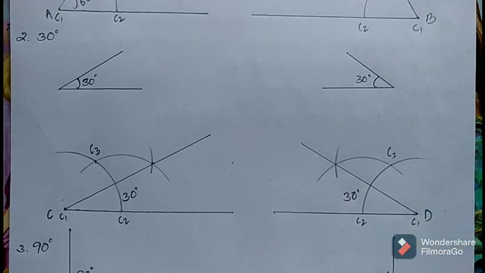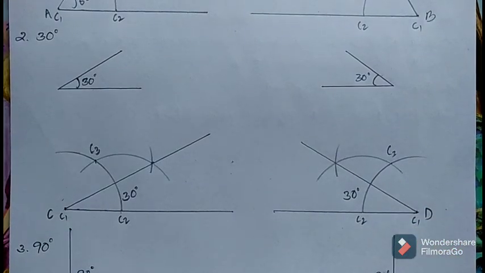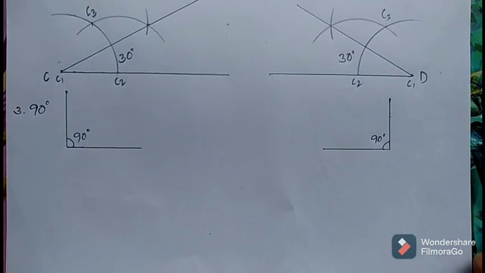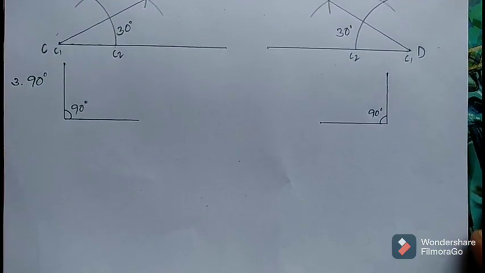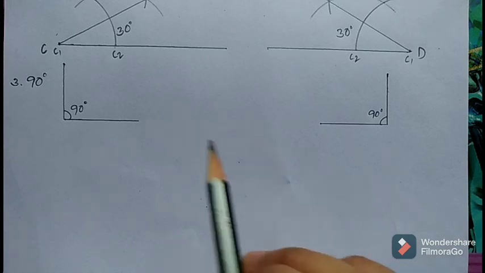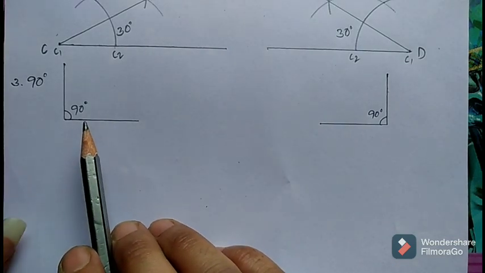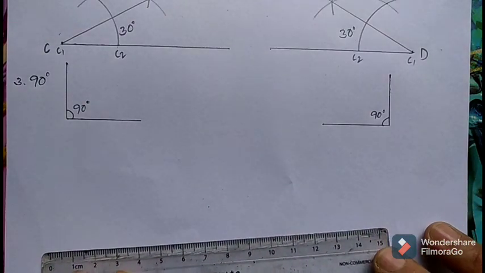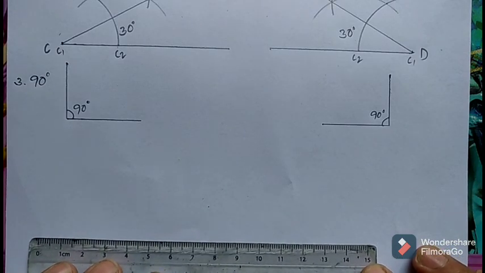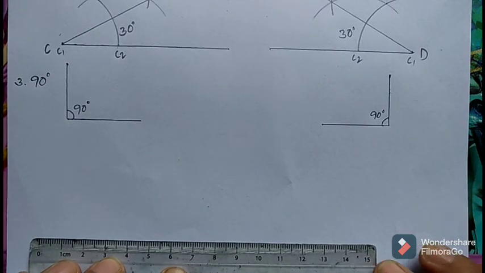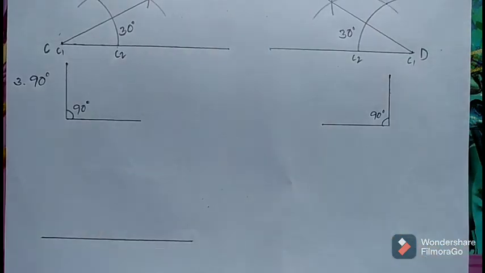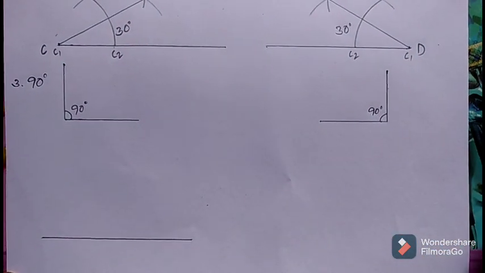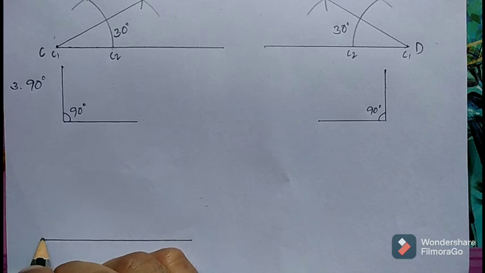Next we will move to the construction of 90 degree. The third one is 90 degree. Again, we will construct 90 degree in both directions, this direction and this direction. For that, like before, we need one arm. And let's construct this 90 degree at this point. Let's say this point is A.